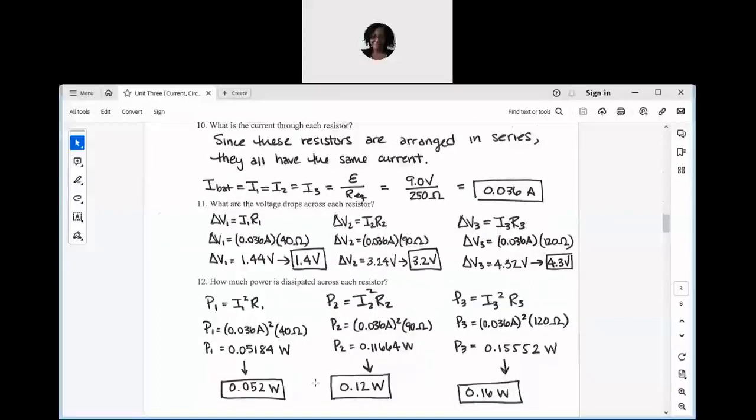Likewise, to find the power dissipated, I could use I squared times R, I could use I times delta V, or I could use delta V squared divided by R. But all paths will lead me to the same powers for each resistor. So when I take these 0.052 added to 0.12 added to 0.16, I'm going to get the same value as I would get if I took the current, 9 over 250, and multiplied it by 9 volts, the EMF.